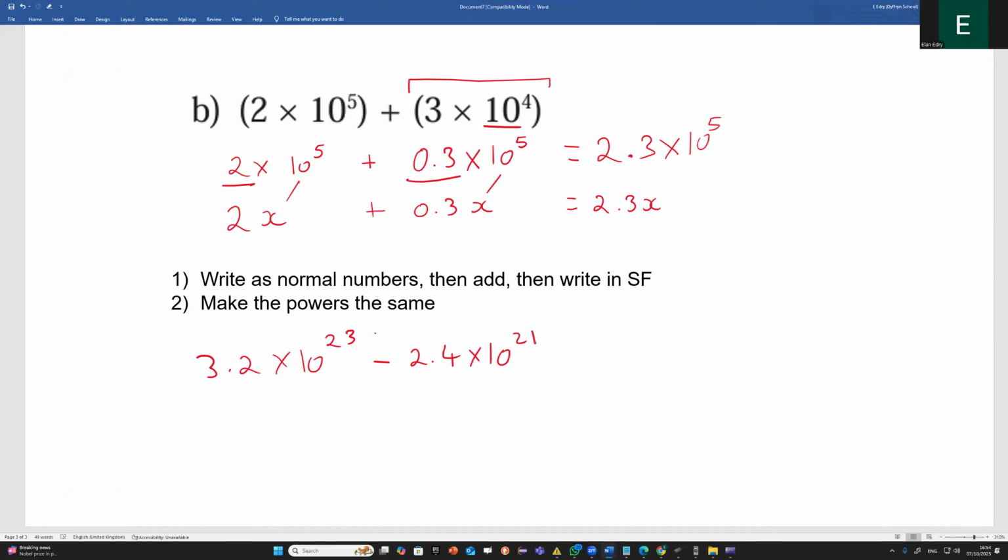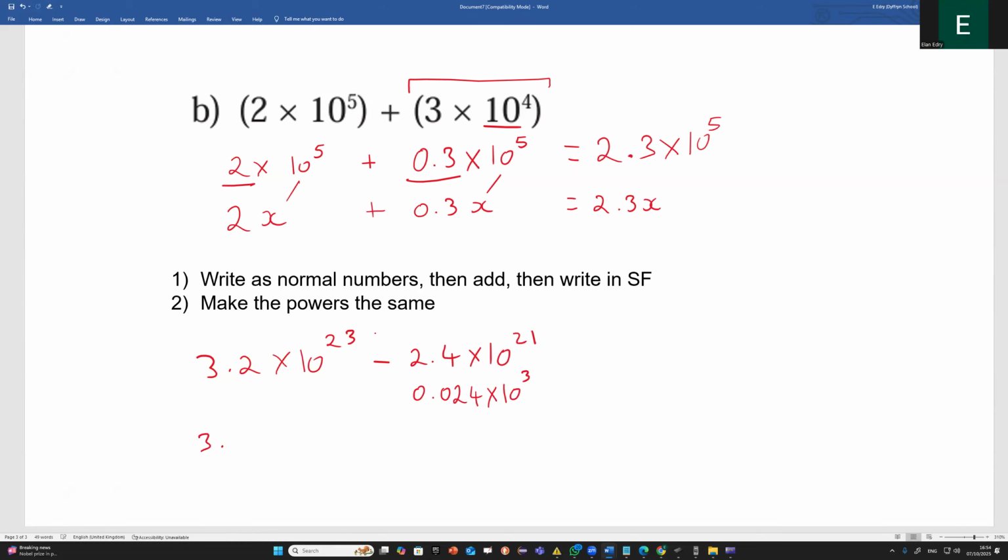So 3.2 times 10 to the 23 minus 2.4 times 10 to the 22. You divide the right one by 10, and so you get 0.24 times 10 to the power of 23. Yeah, what you've done is you've divided that by 10, and you can just work with that then.